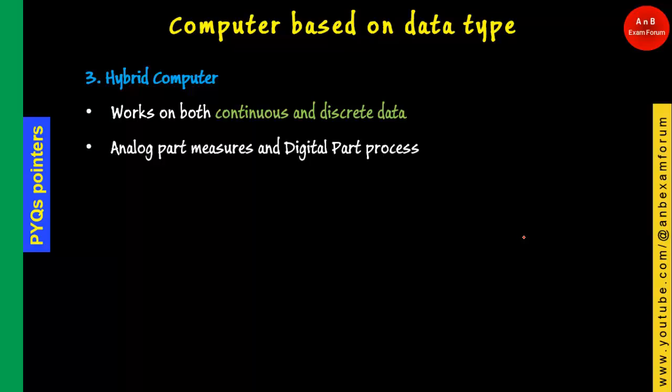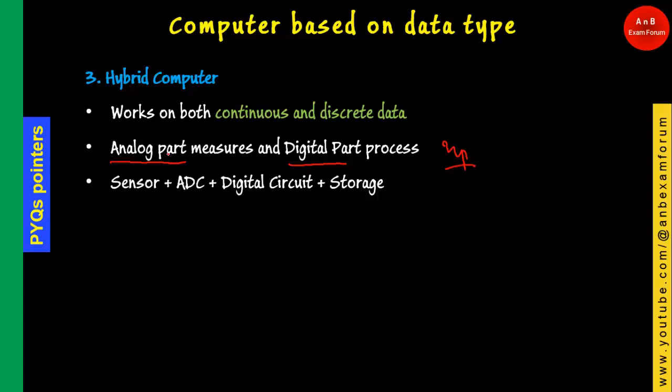Okay, and remember that analog part will measure the analog data, where digital part will process. This is a very important point. And as you know, if you have analog part, you need some converter. That is ADC, analog to digital converter, which converts analog data to the digital data. Okay, right? You understood now?